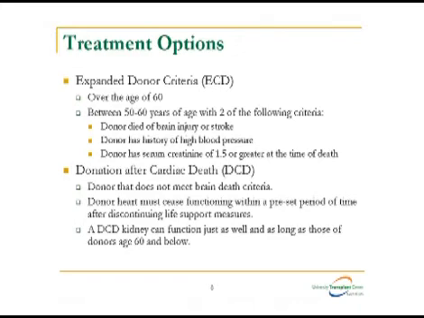Now, there are expanded criteria donors. These donors are generally over the age of 60, or between the age of 50 and 60 years of age with two of the following criteria. Either the patient died of a brain injury or a stroke. The donor has a history of high blood pressure that has not affected the kidneys, that is known as benign hypertension. Or the donor has a serum creatinine of 1.5 or greater at the time of death.